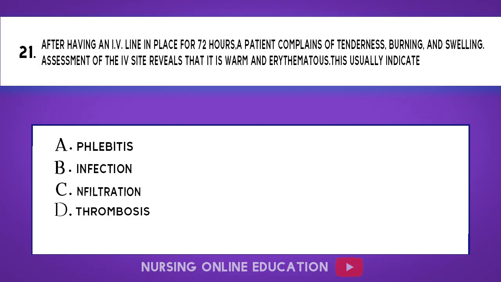21. After having an IV line in place for 72 hours, a patient complains of tenderness, burning, and swelling. Assessment of the IV site reveals that it is warm and erythematous. This usually indicates A. Phlebitis, B. Infection, C. Infiltration, D. Thrombosis. The answer is option A, phlebitis.